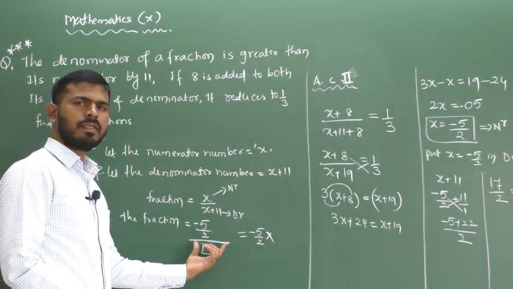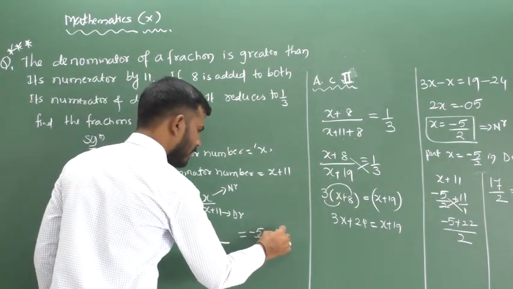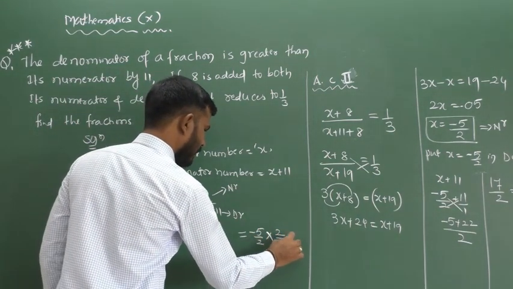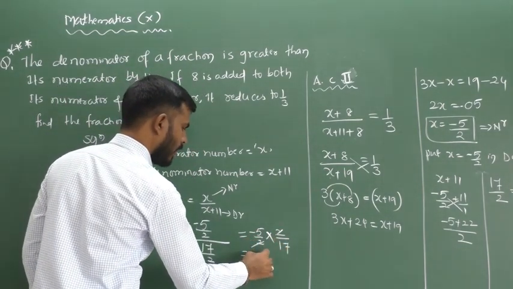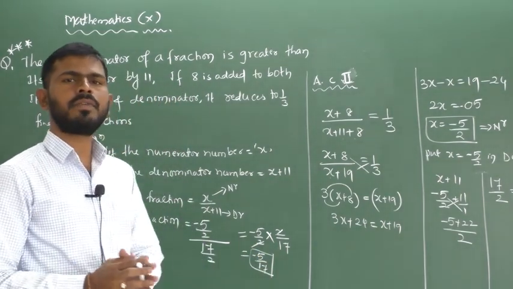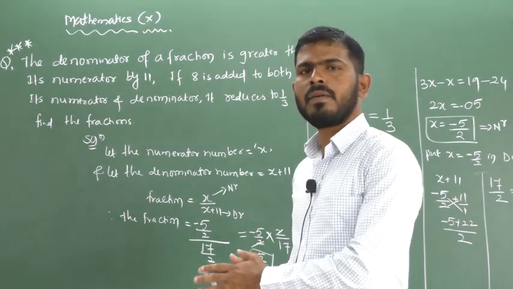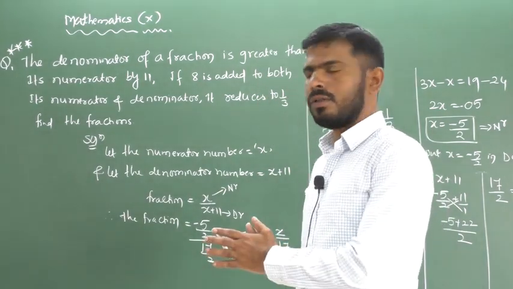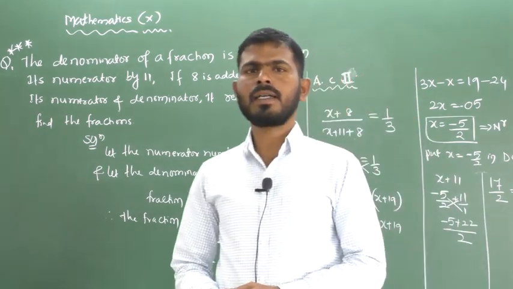Next step, minus 5 by 2 divided by 17 by 2. Since it is division, we have to take the reciprocal and multiply. So that is 2 by 17. The 2 gets cancelled, equal to minus 5 by 17. The last sentence you have to write: therefore the fraction is minus 5 by 17. So minus 5 by 17 is the right answer. Those who got the answer minus 5 by 17, that is the correct method.